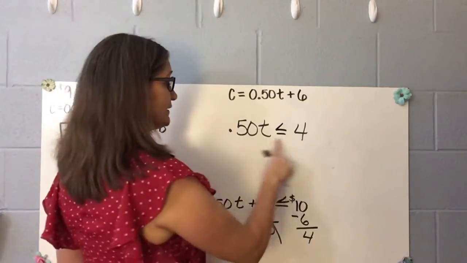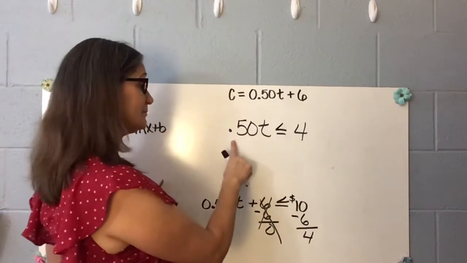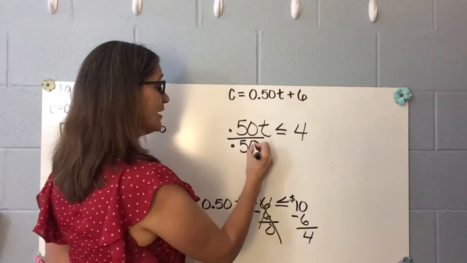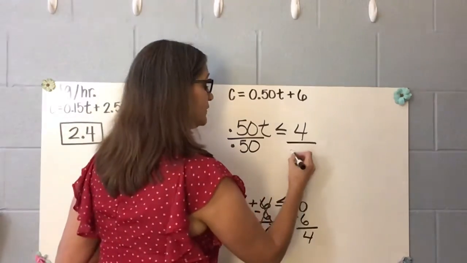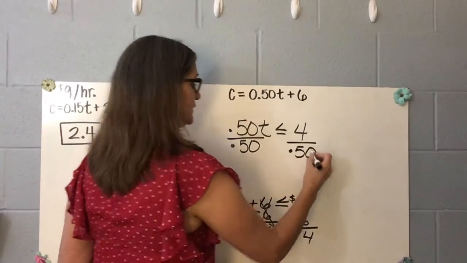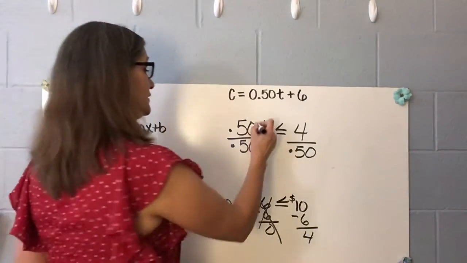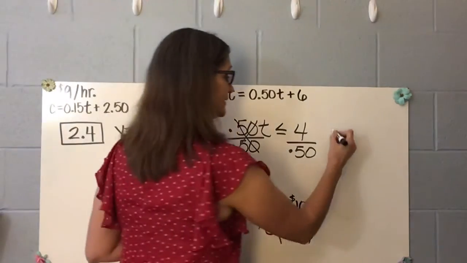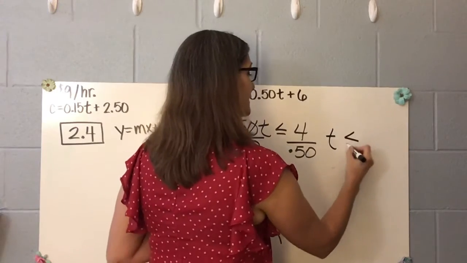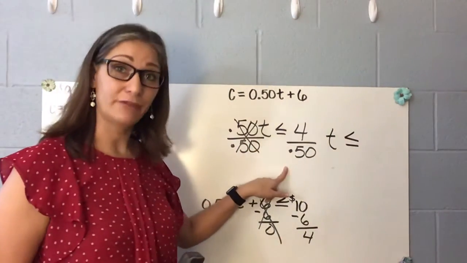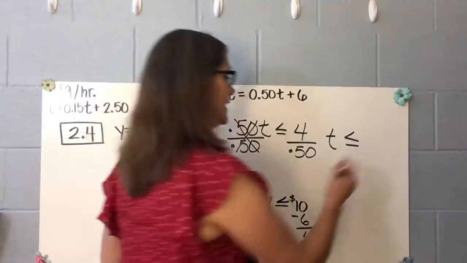So now I need to divide each side by 50 cents because right now it's multiplied. I want to do the opposite of multiply, and that is division. So I'm going to divide each side by 50 cents. Okay, this goes away because 50 divided by 50 is 1. So I'm going to be left with t is less than or equal to whatever 4 divided by half is. And of course that's 8.